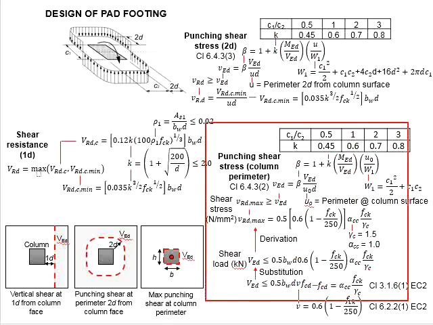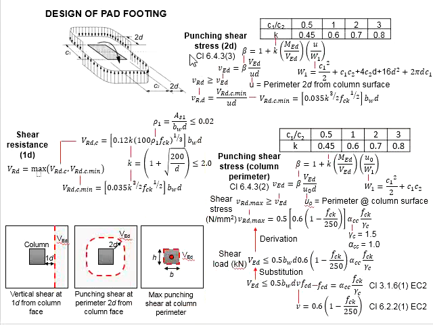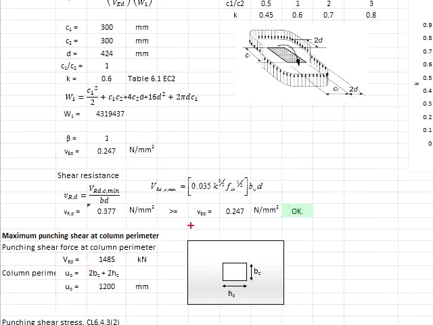Next, you need to check for the punching shear at the column perimeter here. These are the formulas that you can use to do the calculations. Your VED will be the design edge load acting on the column, which is 1.35 and 1.5 times Gk and Qk. The column perimeter will be defined by 2 times column width plus 2 times column length. That gives you 1.2 meters.